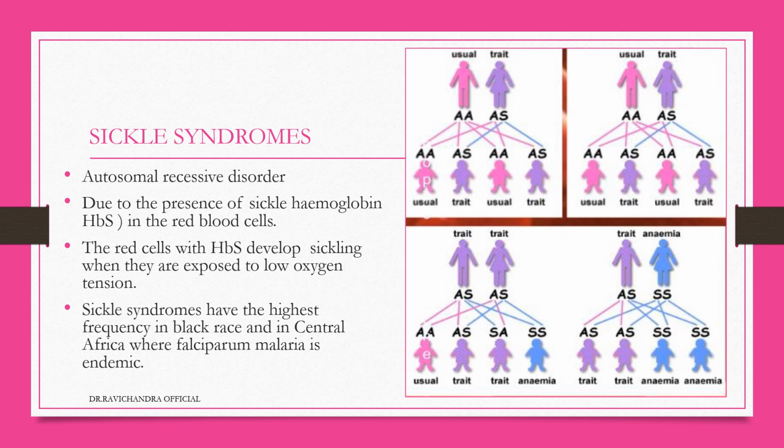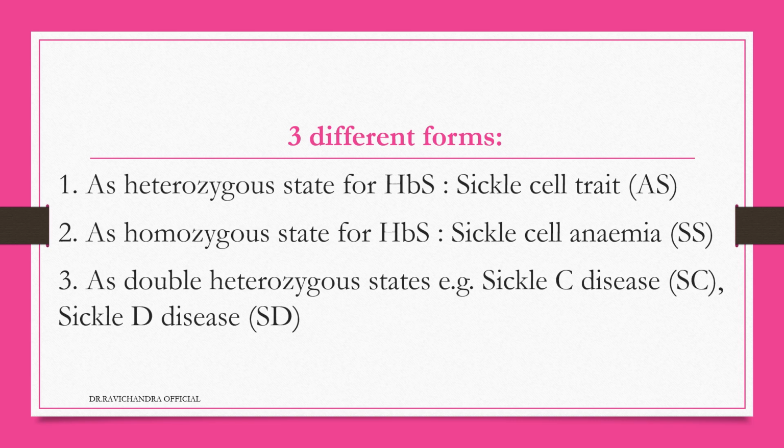hemoglobinopathies. Sickle syndromes are autosomal recessive disorders. Due to the presence of sickle hemoglobin in the red blood cells, the red cells with HbS will develop sickling when they are exposed to low oxygen tension. Sickle syndromes have the highest frequency in black race people and in Central Africans where falciparum malaria is endemic. This can be in three different forms: heterozygous state, that is sickle cell trait; homozygous state, that is sickle cell anemia; and double heterozygous state, that is sickle cell C disease or sickle D disease.